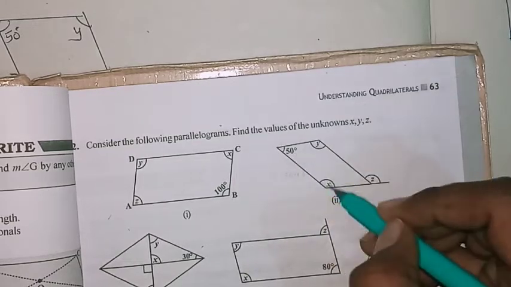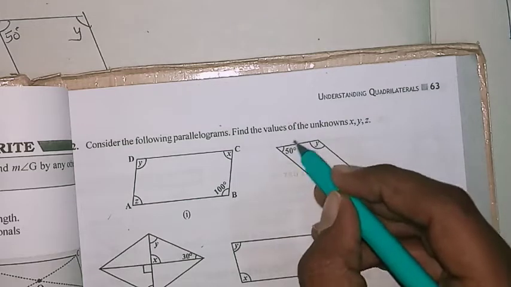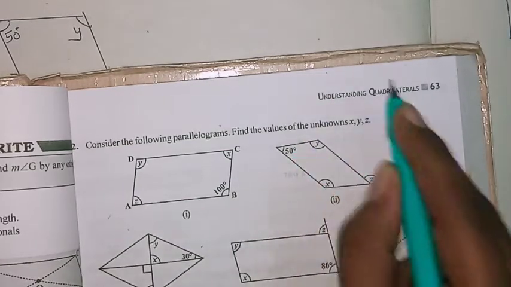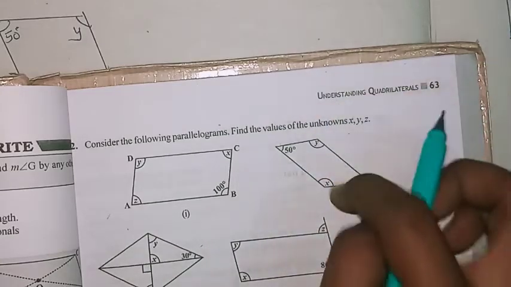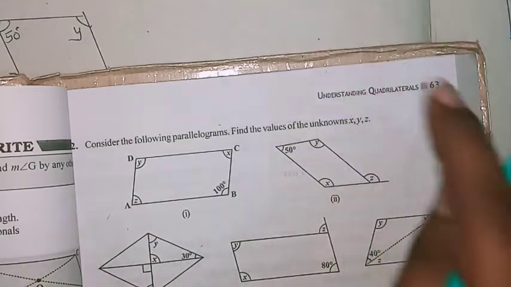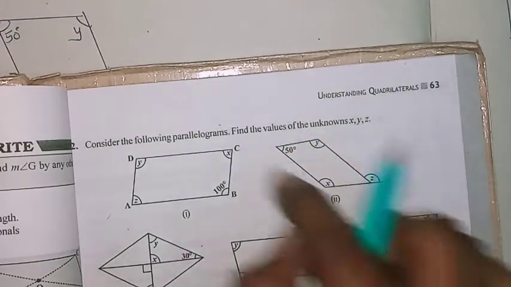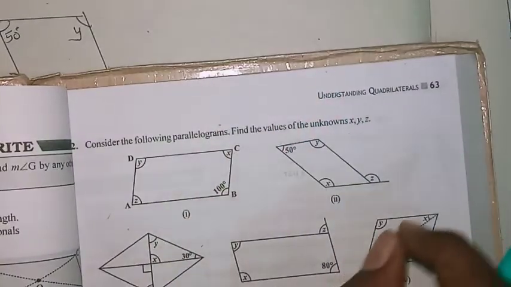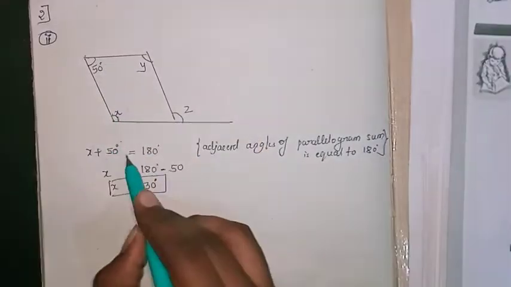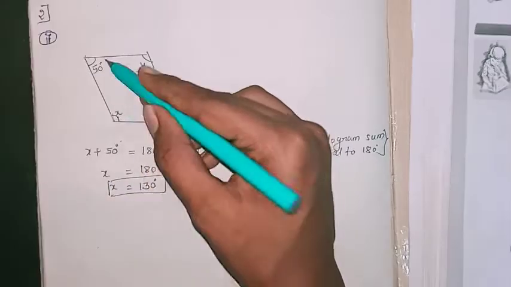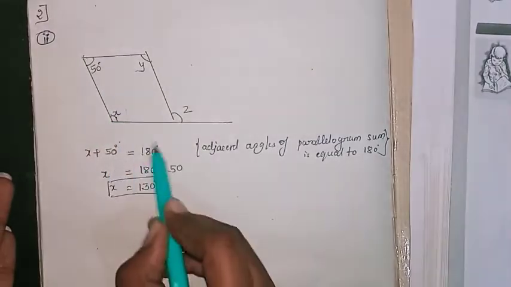Now you observe here, these are the adjacent angles and we know one of the angles. So x plus 50 is equal to 180 degrees, by the property of parallelograms: adjacent angles of a parallelogram are supplementary, or the adjacent angles sum is equal to 180 degrees. That we can write and find the value of x. So this is what I explained: x plus 50 is equal to 180 degrees, because these are adjacent angles, side by side.